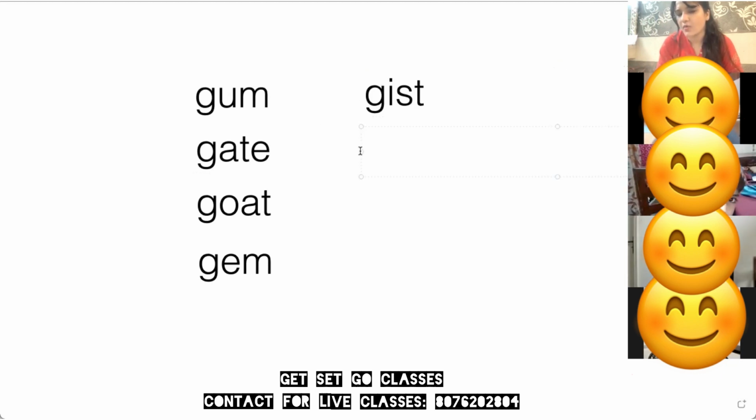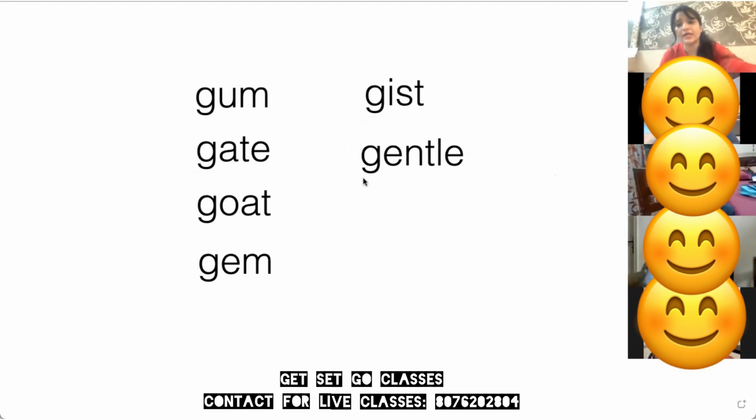Okay, now tell me, how will you read this word? Gentle or gentle? Okay, but G, what is the sound of G? Yes. G sound is G, G, G. Then why are we reading this as gentle, J, J, J?